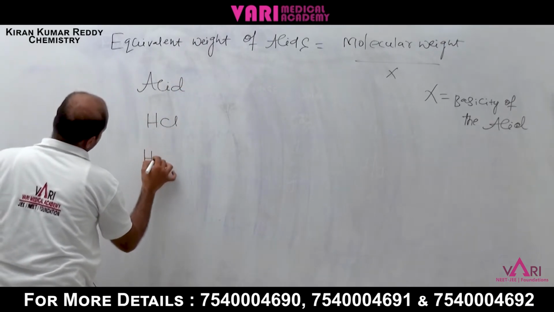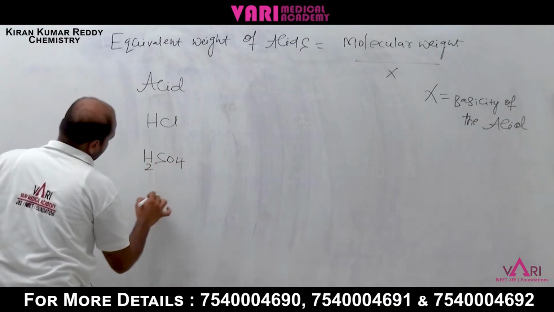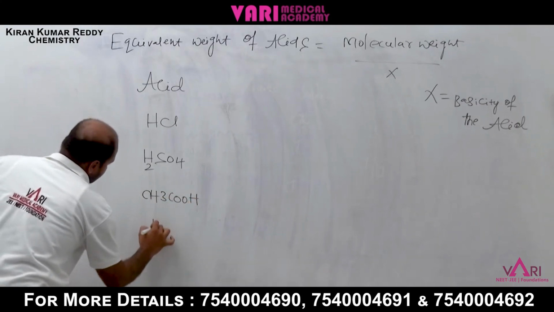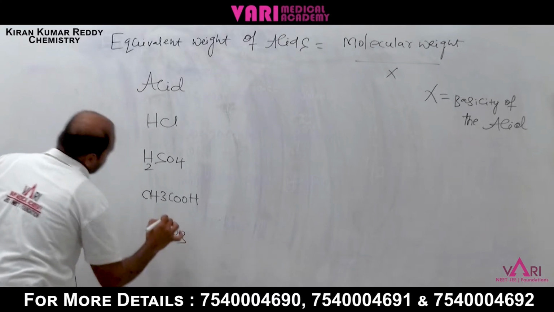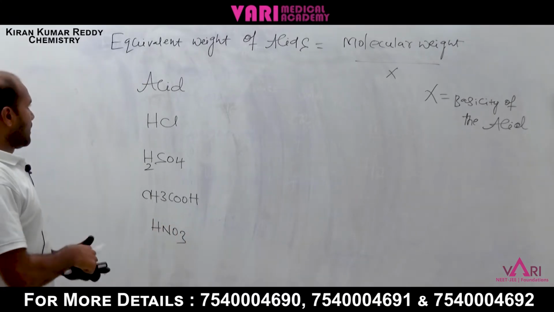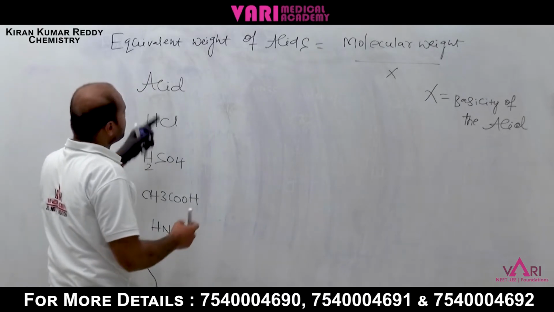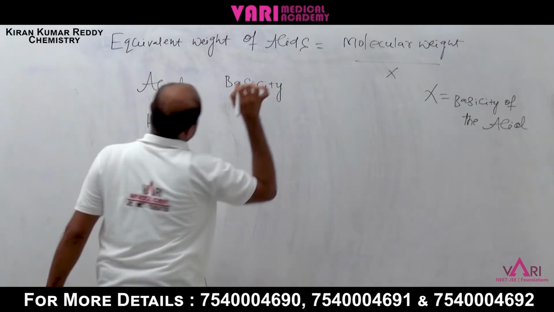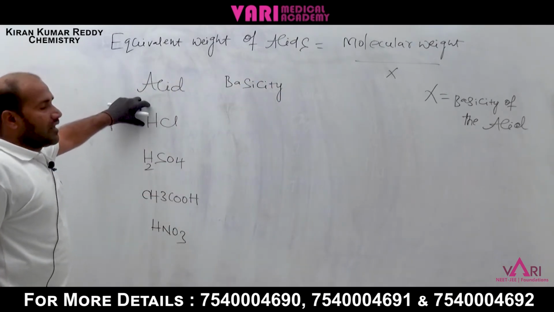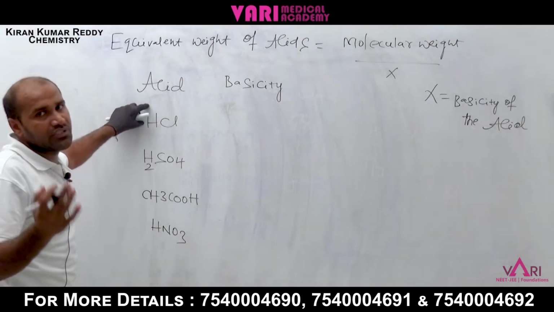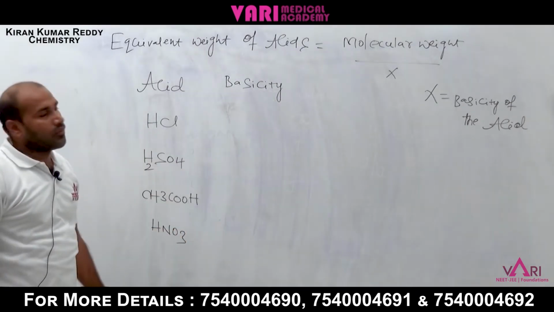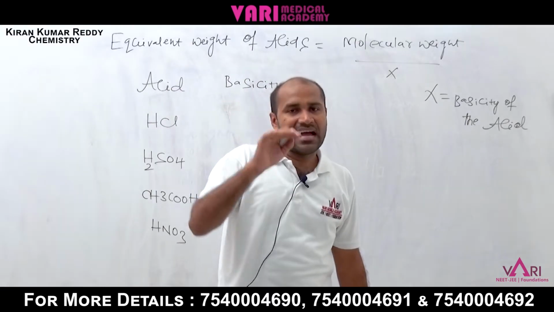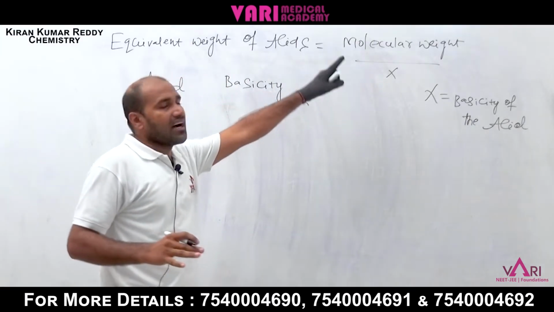Next one is H2SO4. Next one acetic acid. Next one is HNO3. These are the acids I am taking. And what is the basicity of the acid? Basicity means the number of replaceable hydrogens present in the acid. That is called the basicity of the acid.